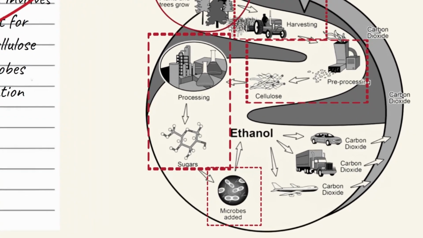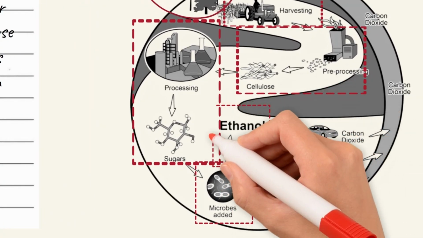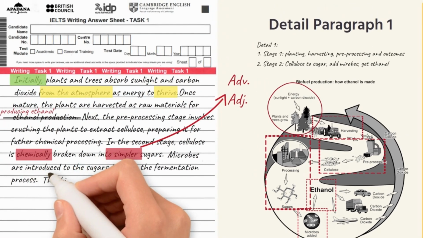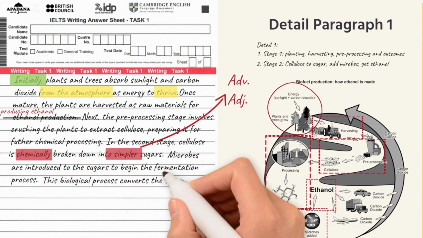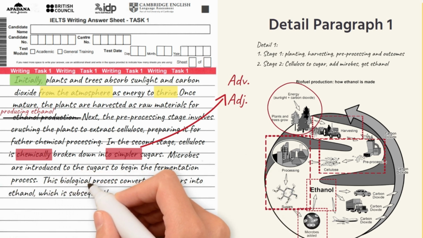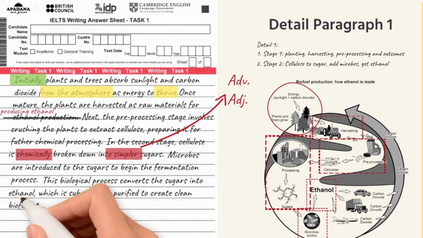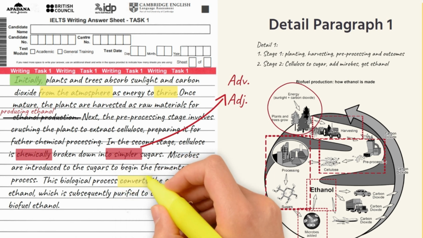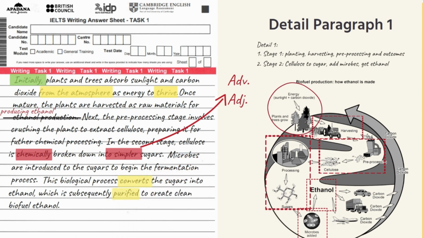Sentence 6. For the final sentence in detail paragraph 1, we will combine the process of conversion and purification. I will write like this. This biological process converts the sugars into ethanol, which is subsequently purified to create clean biofuel ethanol. Again, this sentence combines two simple ideas into one complex sentence, giving more details and a flow.